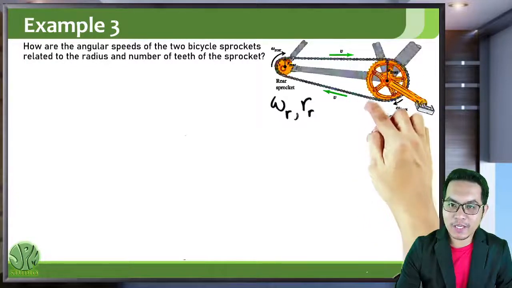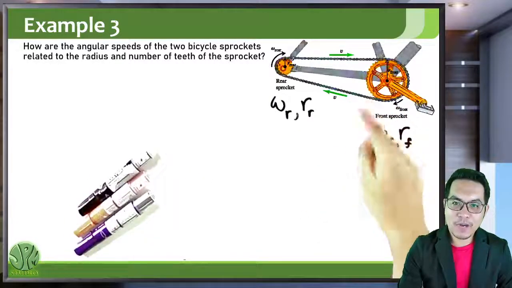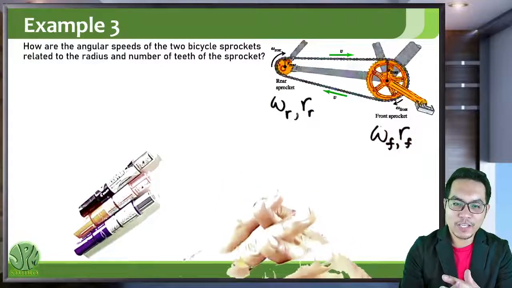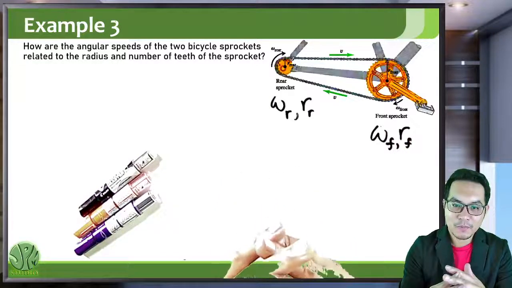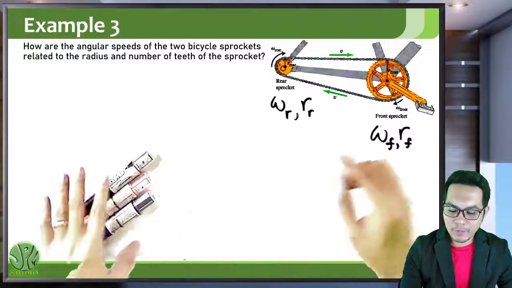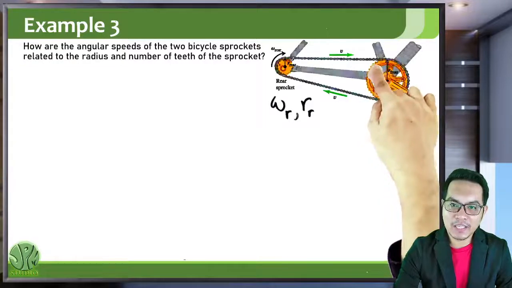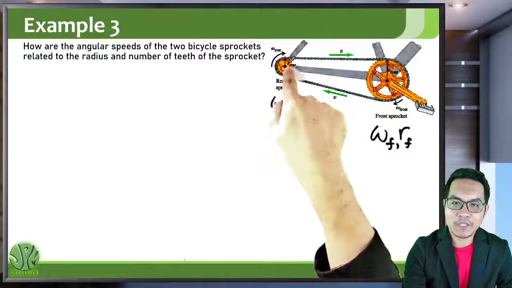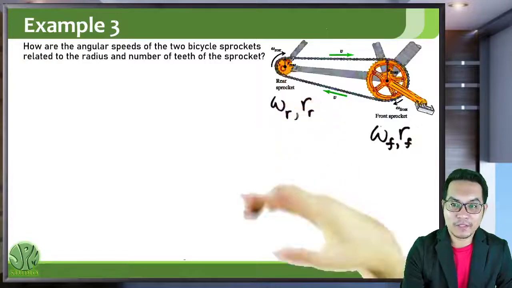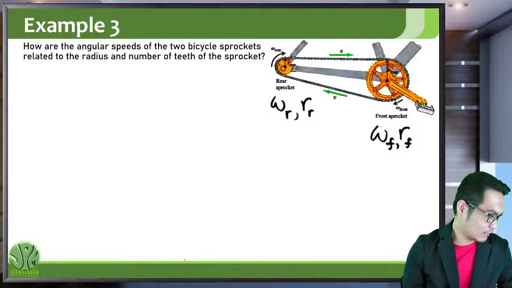This will actually touch the teeth. So the teeth of the sprockets will intertwine with the links in the chain. That means the distance between the teeth of the rear and the front sprocket must be the same. They are the same as the distance of the chain links.